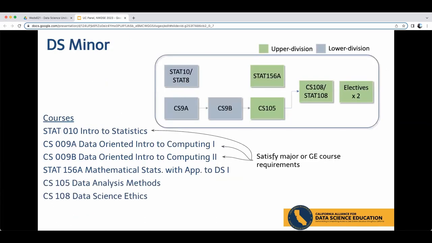This is the view of our data science minor. Some of the courses overlap. So students take CS9A and B, which is our CS1 and 2. They go into our CS105, the data analysis methods course. Then they take data science ethics, which is applied. So students do have to do a little bit of programming, working with real data sets, considering ethical problems. And then they take statistics courses, intro to statistics, STAT 10 or STAT 8, and STAT 156A. And then they can choose two electives from any of the courses that we offer.